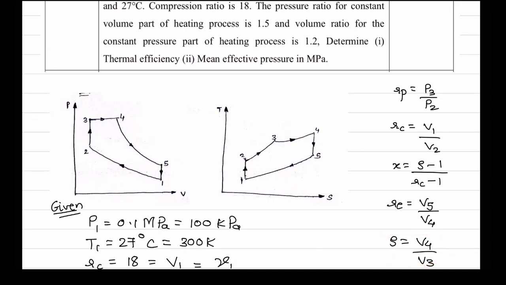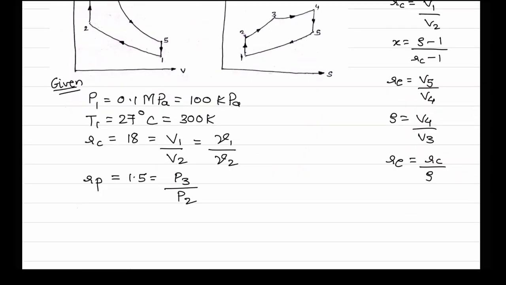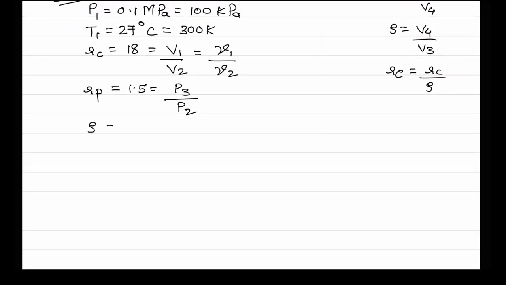I'll write down rho, which is cutoff ratio, which is V4 by V3. It is given as 1.2. So now we can start with the solution. Okay, this is the given data.